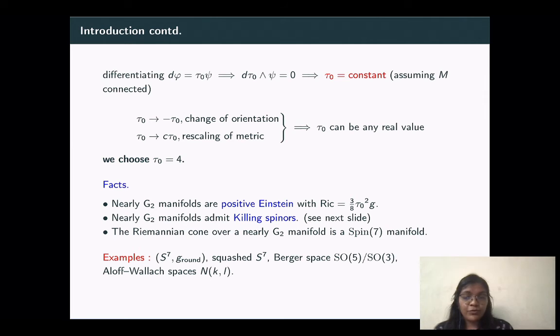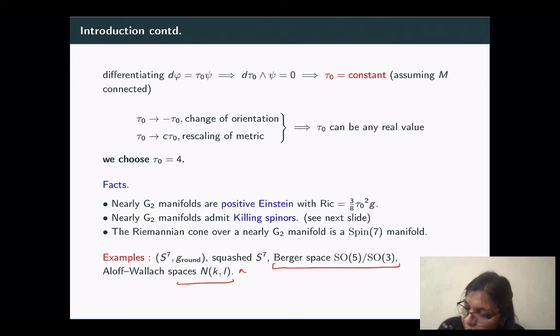Some examples which are very well known or much studied are, first of all, the round sphere S7, and then we also have the squashed sphere. All of these are homogeneous examples. Then we also have the Berger space, which is just SO5 mod SO3, and then there is this family of nearly G2 spaces known as the Aloff-Wallach spaces, N(k,l), which is just SU3 mod U1(k,l). This U1 is embedded inside SU3, and the diagonal entries depend on the coprime integers k and l. So these are some examples of nearly G2 manifolds.